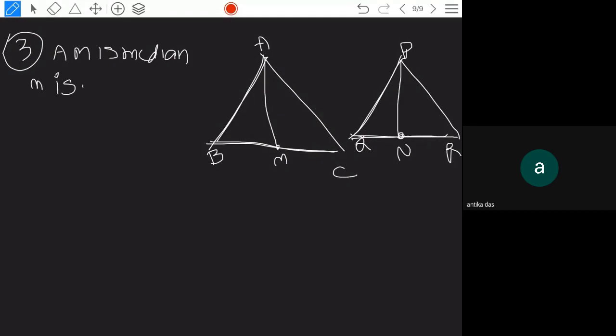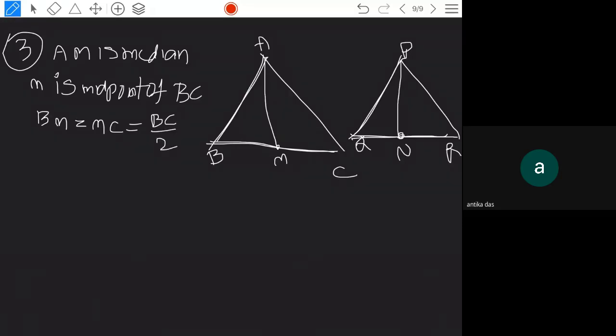M is the midpoint of BC. So that is nothing but BM is equal to MC, which is equal to half of BC. Both are half of BC. BM is equal to MC is equal to BC by 2.